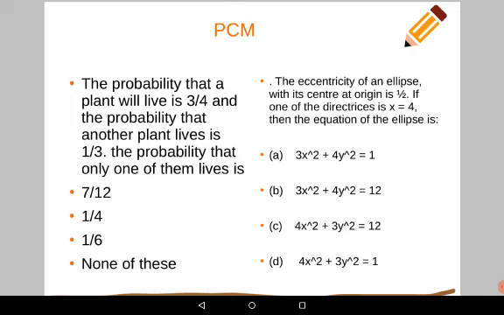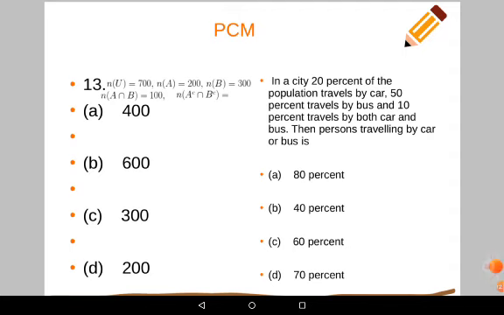And the next question is also a workout for you. I think it's a very easy question if you know the formula of eccentricity, the relation between b and a for an ellipse, and the equation of a directrix. You can definitely reach an answer in a very simple way. And the answer will be 3x squared plus 4y squared is equal to 12. Okay, so this will be the answer.